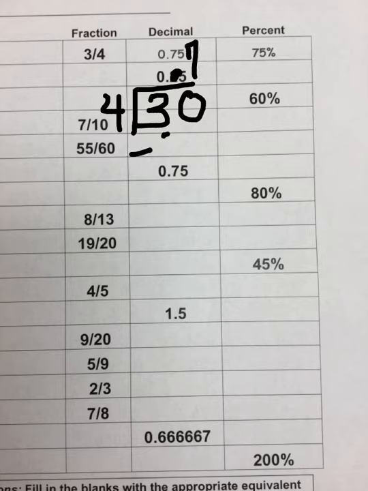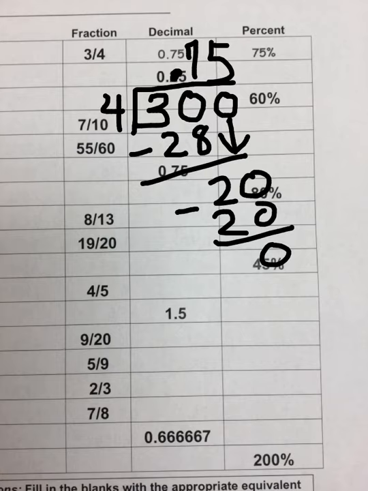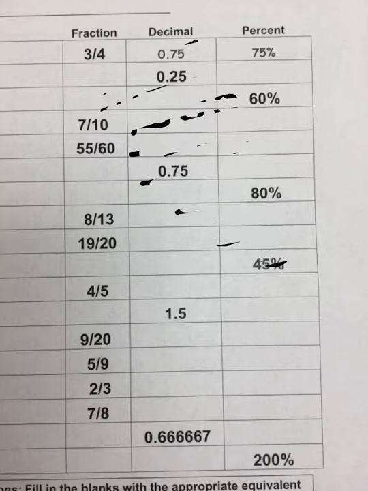7 is 28. So I'm going to subtract, and 30 minus 28 is 2. So I'm going to add a 0 to that and bring it down. Now I'm going to look at 4 times what number is 20? Well, that's 5. So I'm going to subtract the 20 and get 0. That's how they got decimal 75 hundredths, or 75%. Okay, so I'm going to erase this one for you. I want to work several of these with you so that you can see exactly what to do.